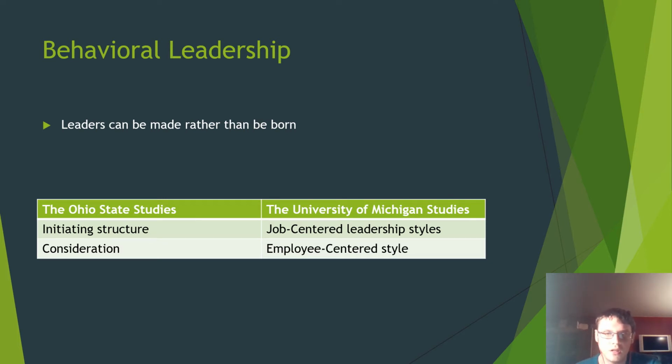The University of Michigan's study came up with job-centered leadership styles, which is a behavior leadership style that emphasizes employee tasks and methods used to accomplish them. And an employee-centered leadership style, which is a behavioral leadership style that emphasizes the personal needs of employees in the development of interpersonal relationships. The two studies are kind of similar, but more specific in some areas.